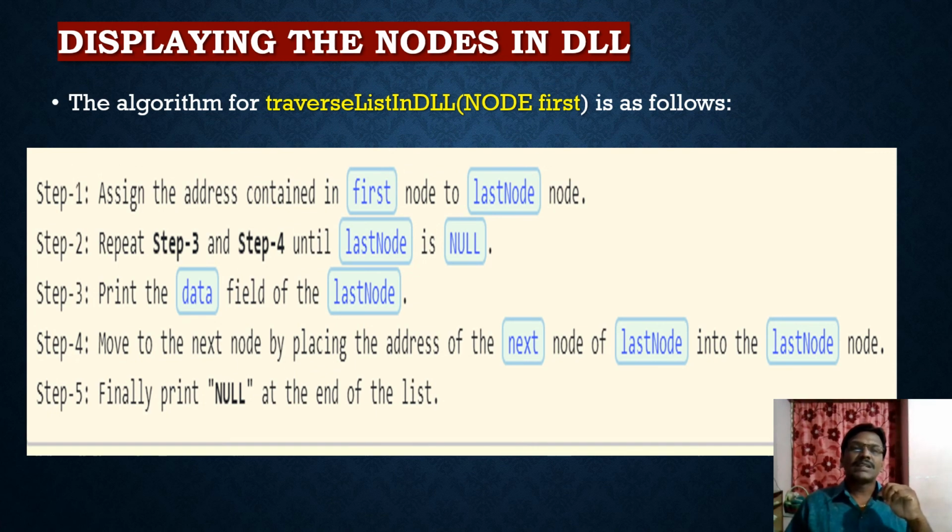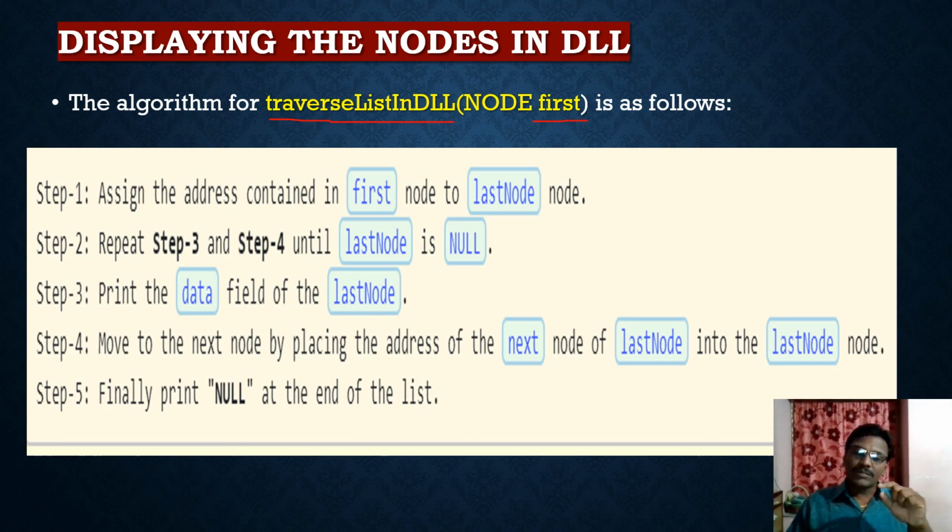The first function is displaying the nodes in a double linked list. The algorithm for traversing a list in DLL. This is the function name. Node first is one argument. The first step, assign the address contained in first node to last node. It means after this statement executes, the last node and first node represent only one memory location. Then repeat step 3 and step 4 until last node is null. It means the last node next is representing the end of the list.